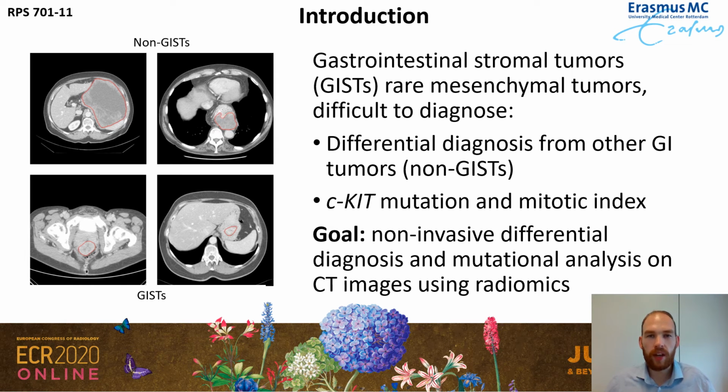Here we're looking at gastrointestinal stromal tumors, or GISTs, which are rare mesenchymal tumors, and these are often quite difficult to diagnose. This diagnosis consists of two parts, basically. First of all, we need to determine whether it is actually a GIST and not another GI tract tumor, which might appear similar on imaging. And second, you might want to determine the c-KIT mutation and mitotic index, because these are prognostic factors for these patients and might help you determine the correct treatment.